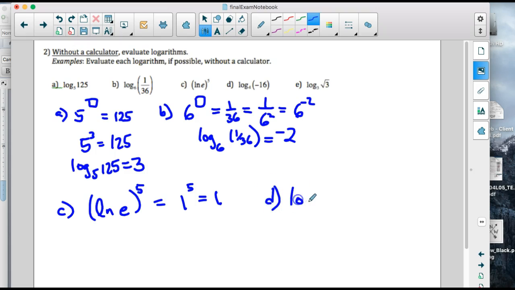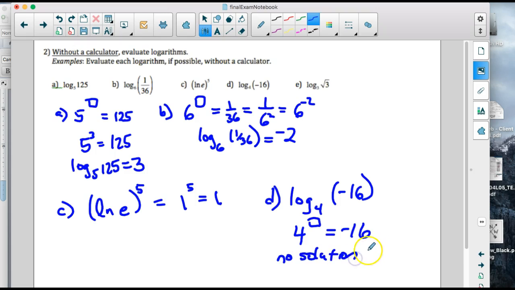The thing that you're supposed to remember on part D is there is no such thing. There is no 4 to some power that equals negative 16. So 4 to some power equals negative 16. There is nothing we can raise 4 to get a negative answer, so there's no solution to this one. It's not possible. So part D is not possible.